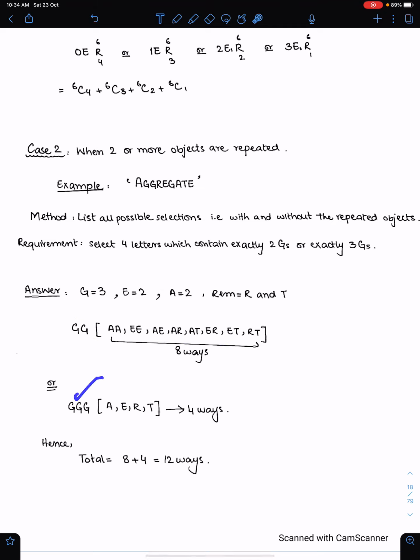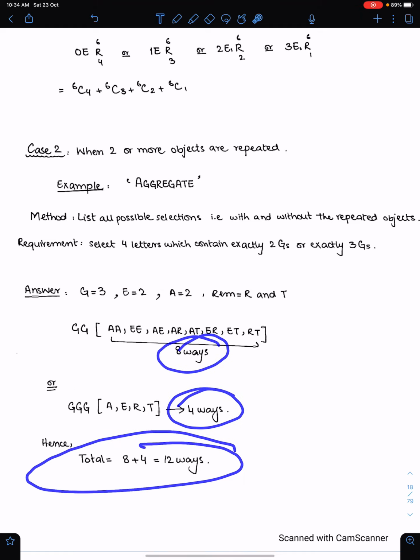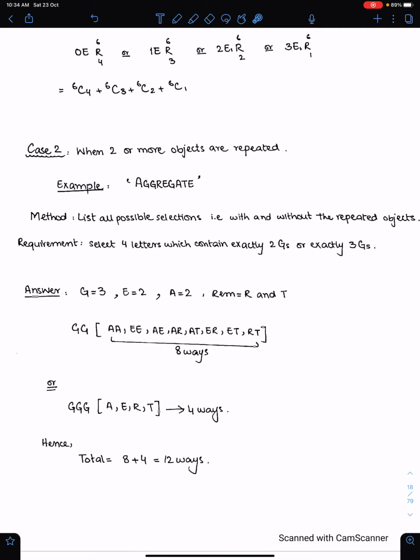With 3 G's, selections is simple. We just need to select one more letter because altogether we need 4 letters. So we can have letter A with 3 G's, 1 E, 1 R and a letter T. So altogether we have 12 ways. So when 2 or more objects are repeated, then you have to be careful. You have to list all possible selections like this.